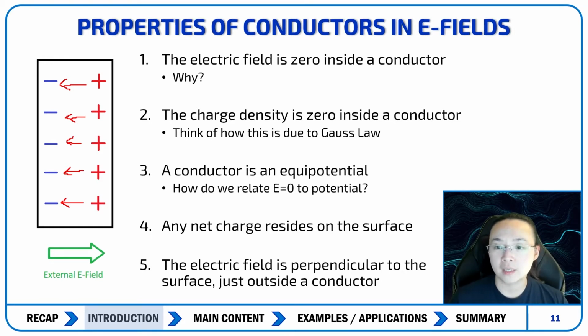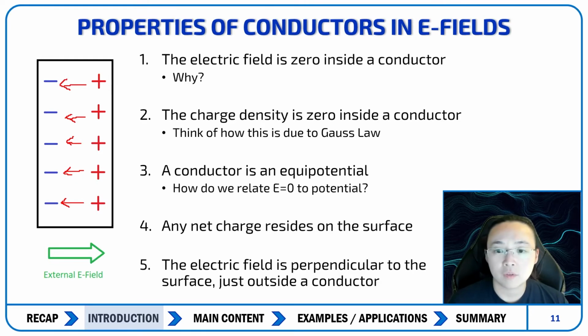Now, number 2, it says the charge density is 0 inside a conductor. And think of how this is due to Gauss' law. Since we've proven that E is equal to 0 inside the conductor, we can take a look at charge density. We know that the charge can be related to electric fields through Gauss's law, where you have the flux being equal to Q enclosed over epsilon naught.